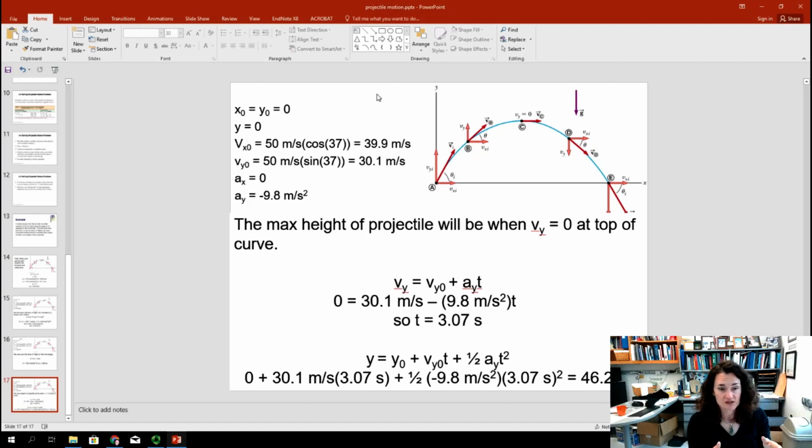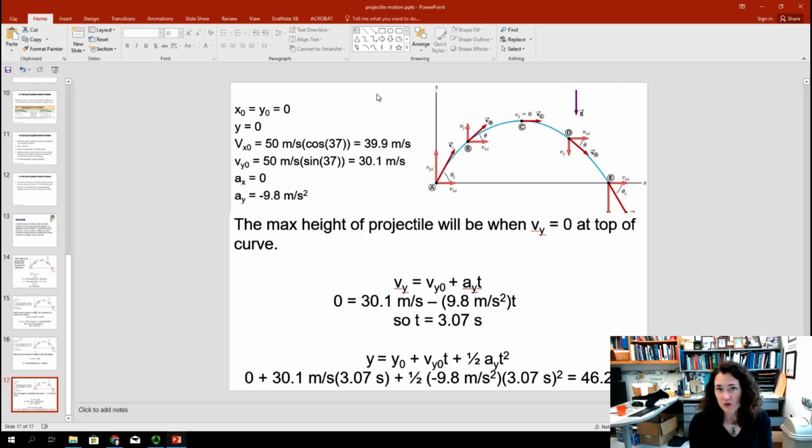So here we go: 0 plus 30.1 meters per second times 3.07 seconds plus 1/2 times minus 9.8 meters per second squared times 3.07 seconds squared. When I plug all that into my calculator, I end up with the maximum height of the projectile being 46.2 meters. And that's it. Okay?